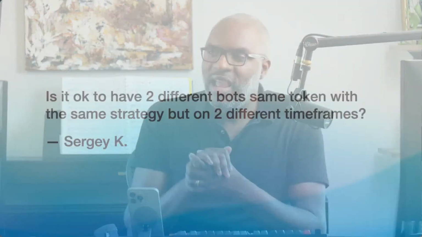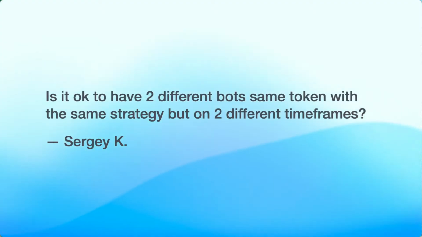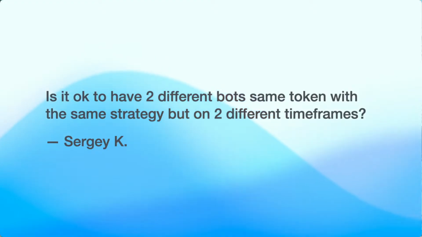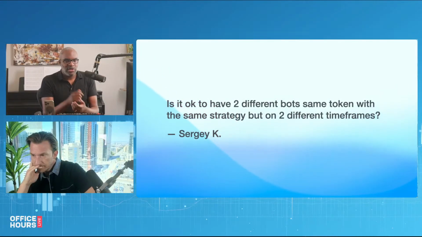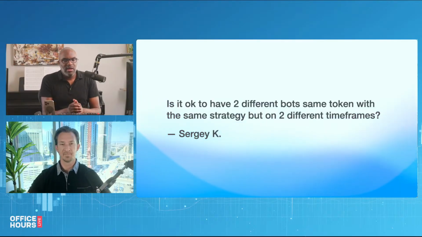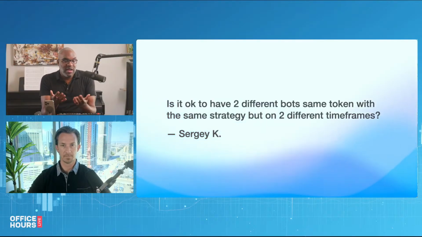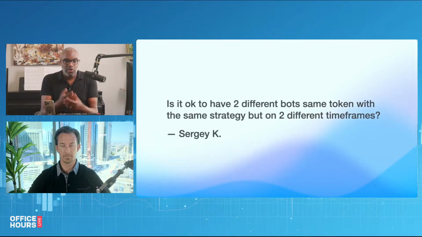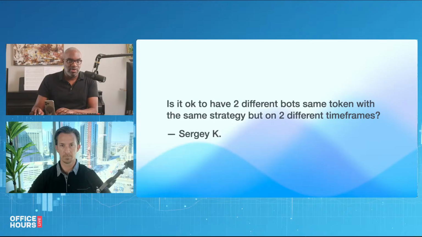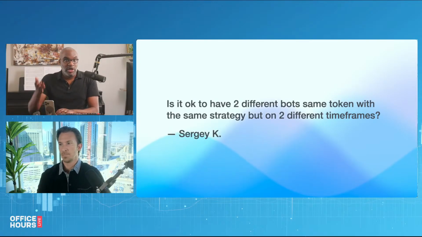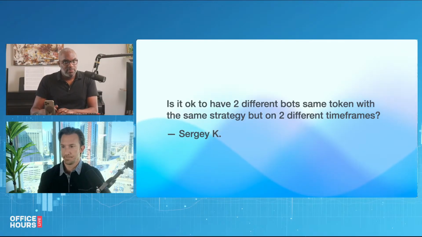And so we'll start off with the first one from Sergey K, who asks, is it okay to have two different bots with the same token, with the same strategy, but on two different time frames? We've had this question in the past. The idea is, sure, you can always have two strategies or multiple strategies run on the same account, but you can run into problems, such as if you're trading the same ticker, you're going to have an issue where the strategies might conflict.